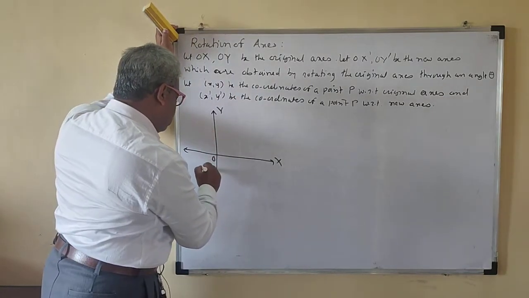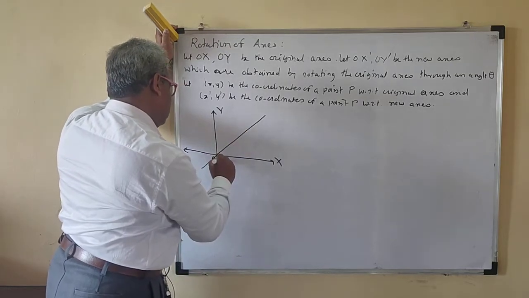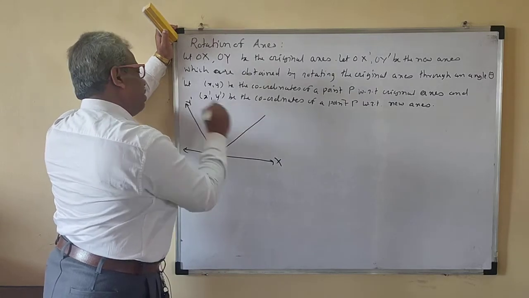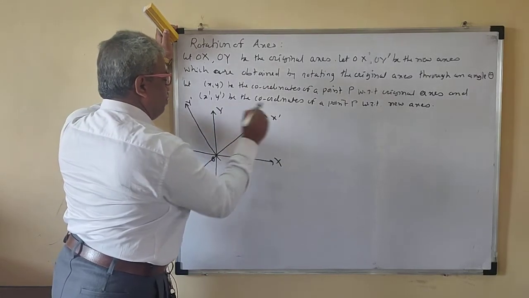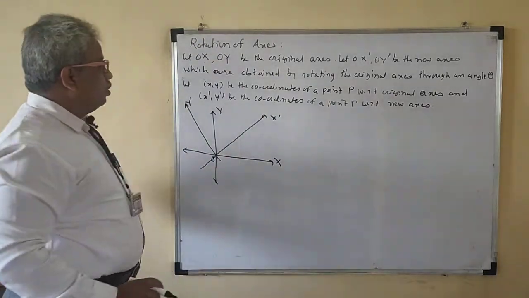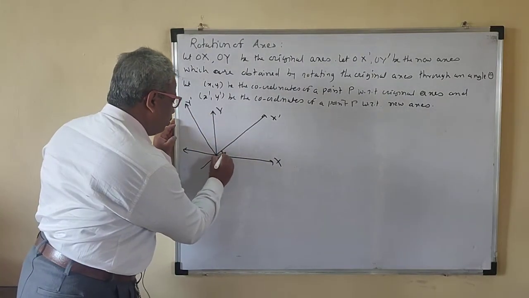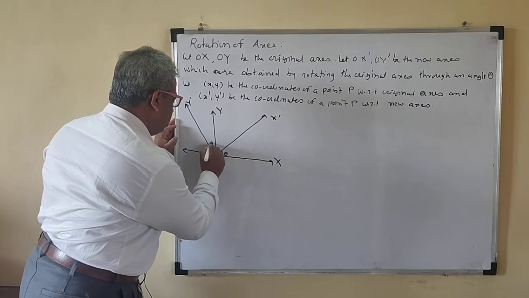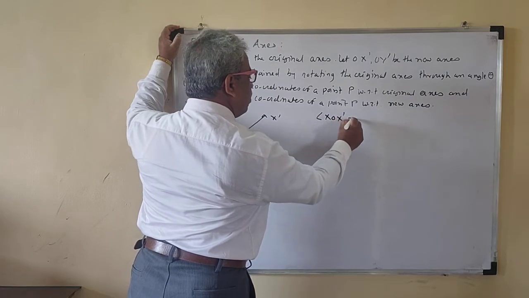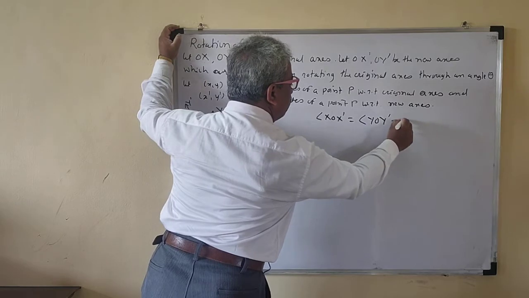Suppose this should be the perpendicular. Now this is OY prime. This is OX prime. This angle is theta. This angle is theta. So angle XOX prime is equal to angle YOY prime, which is equal to theta.